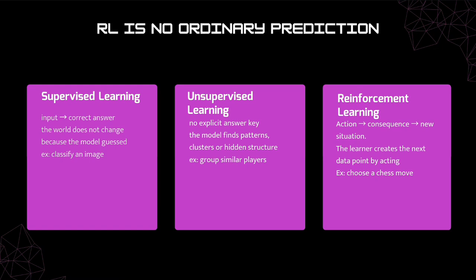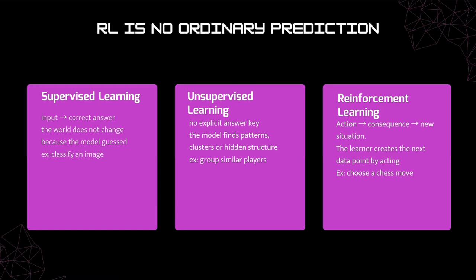In unsupervised learning, there is no definite answer key. The model tries to discover structure. It may group similar users, cluster similar images, compress data into a smaller representation, but basically identify hidden patterns. Again, this type of learning is mostly observational. The model is looking at data and trying to understand the sort of structure or organization behind it.